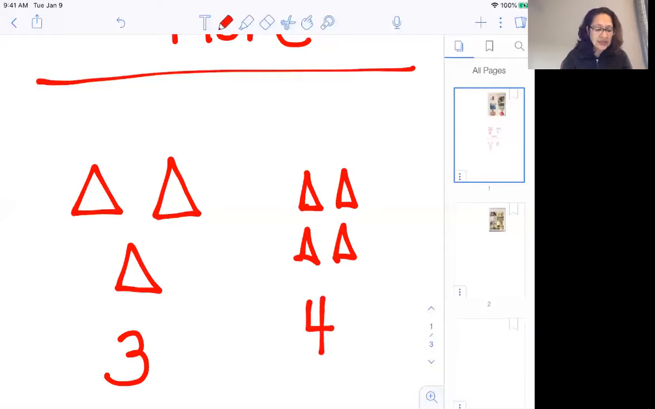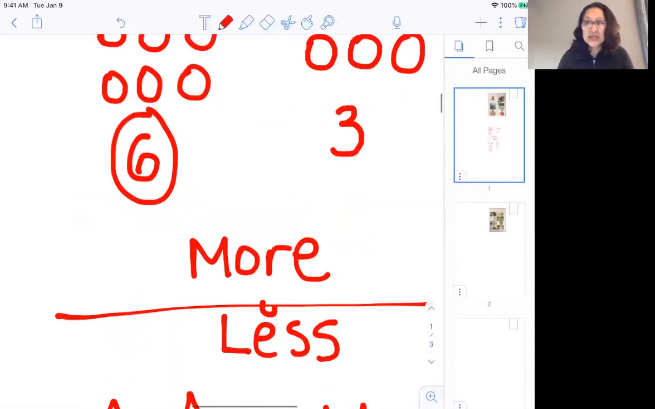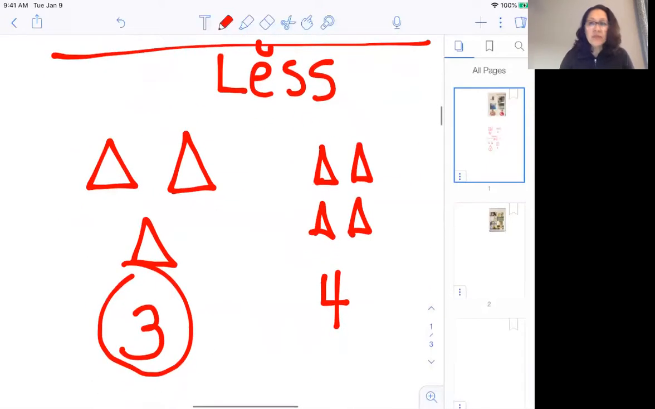Now I'm going to ask for less, right? So which one is less? Is 3 less than 4? Yes, you're right. So 3 is less than 4, right, boys and girls? So you got that. The top part again, 6 is more than 3. The bottom, 3 is less than 4. Okay, boys and girls? All right.